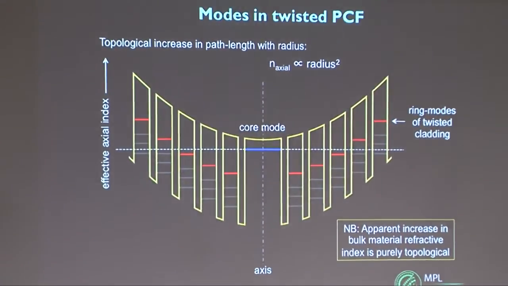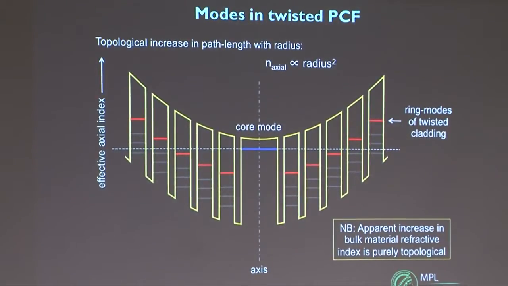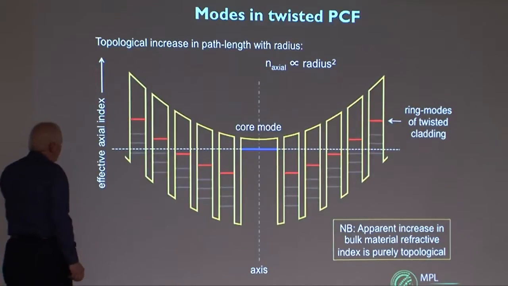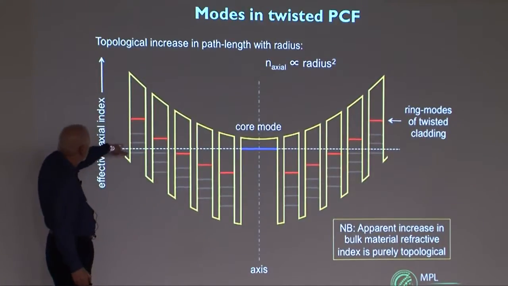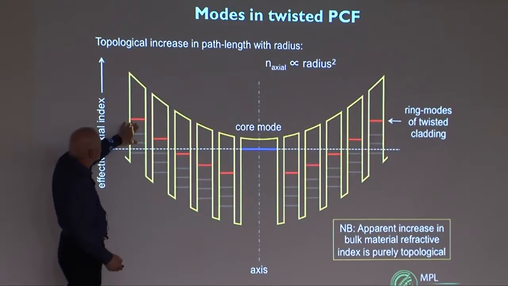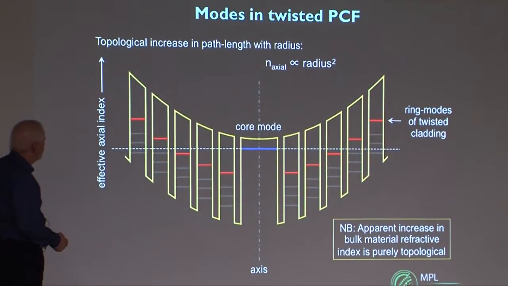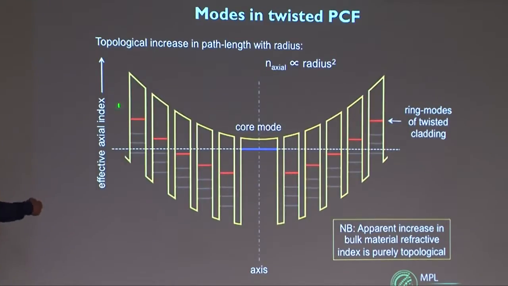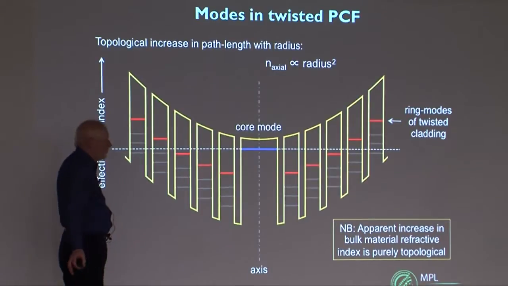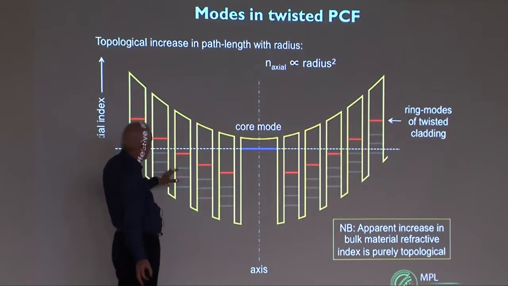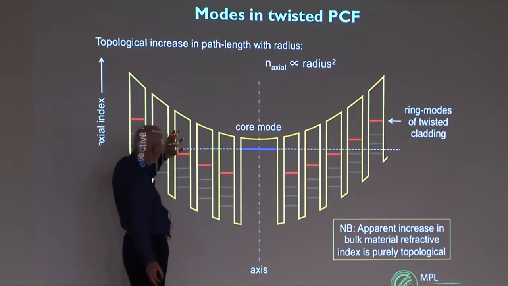And this is exactly what happens in the fibers, because if you think about light that's in the cladding, which is trapped in the glass strands between the hollow channels, it's kind of forced to go around this helical path. And the further you go out in radius, the longer this path becomes. In fact, you can show very easily that the effective refractive index is proportional to the radius squared. So we get a distortion to this refractive index diagram that looks just like this. Just because of geometry.